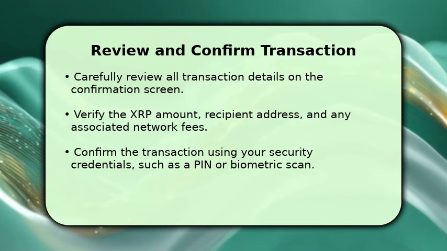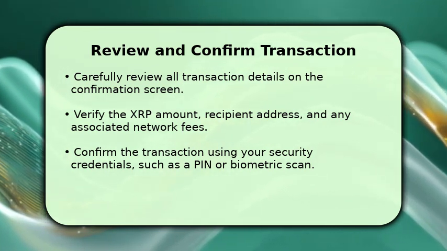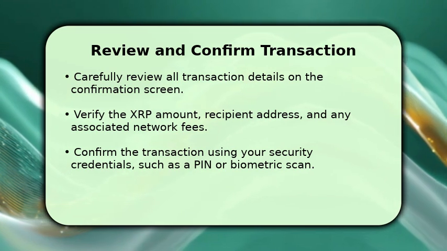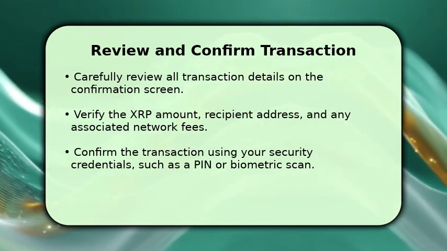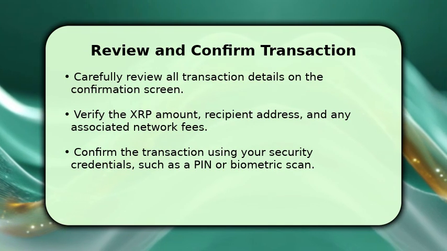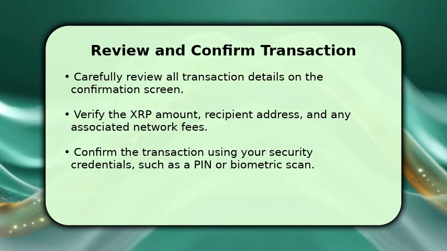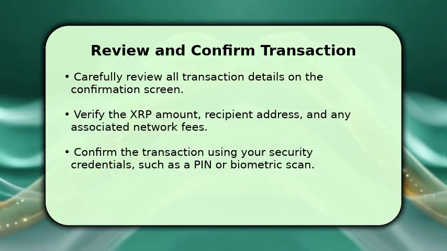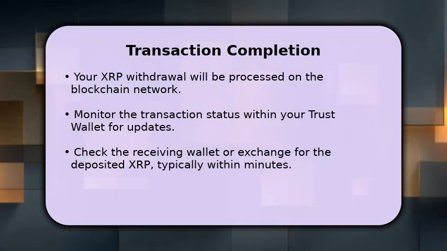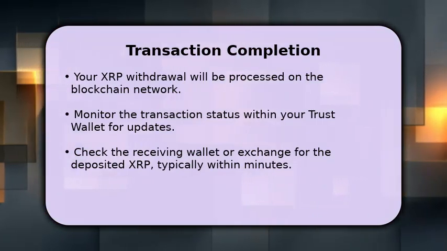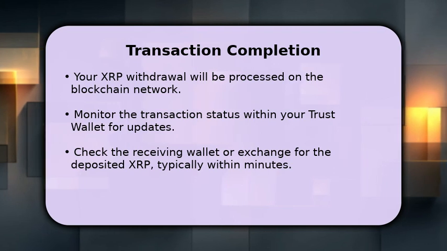Once you are absolutely certain all information is correct, proceed to confirm the transaction. You will likely need to enter your PIN, password, or use a biometric scan to authorize the transfer securely. After confirmation, your XRP withdrawal is sent to the blockchain for processing.